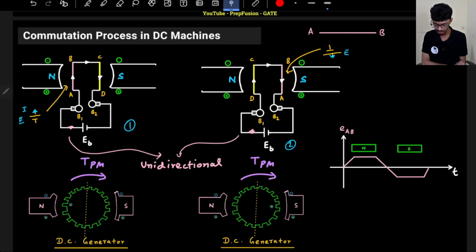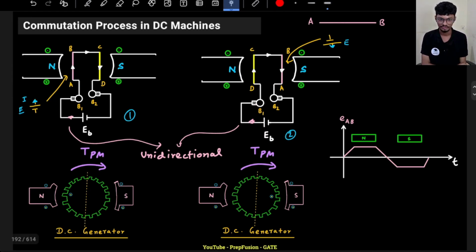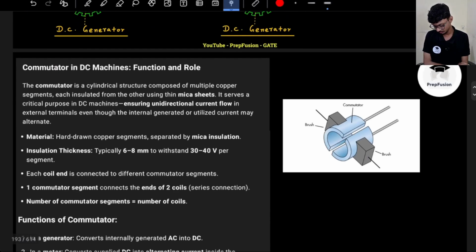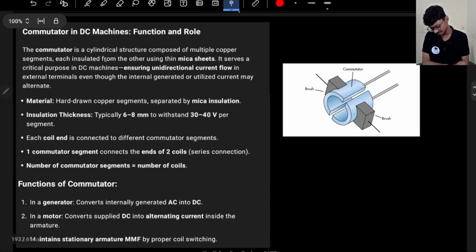Okay, here the current direction is unidirectional. So I hope you have understood this very basic point. So these are a few theoretical points. A commutator is a cylindrical structure composed of multiple copper segments. We will discuss it when we discuss commutation. Don't worry, physically also we will discuss.